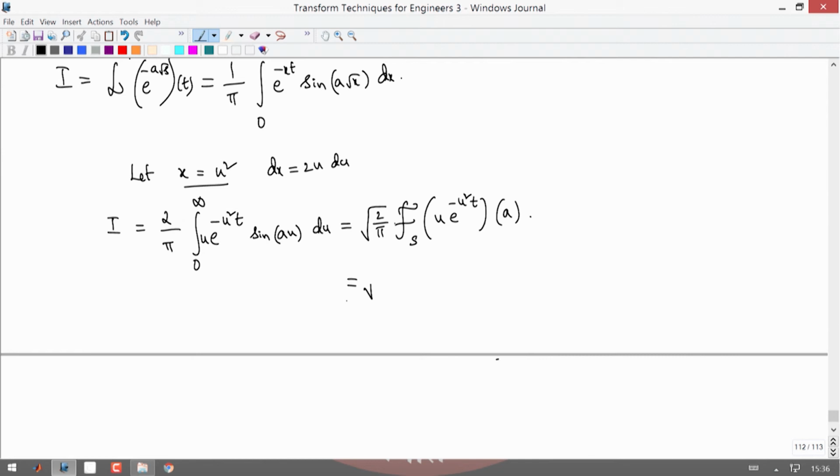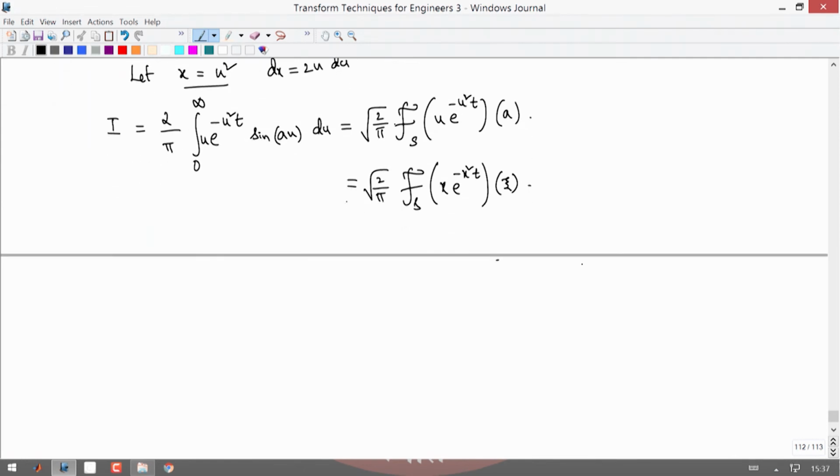So if you write this as a Fourier transform in new variables, if f_s as a function is x times e^(-x² t), where t is a constant, as a function of xi, this is the Fourier sine transform of that. And if you actually consider the Fourier transform of x times e^(-x² t) as a function of xi, the definition is 1 by root 2 pi times the integral from minus infinity to infinity of x e^(-x² t) e^(-i xi x) dx.